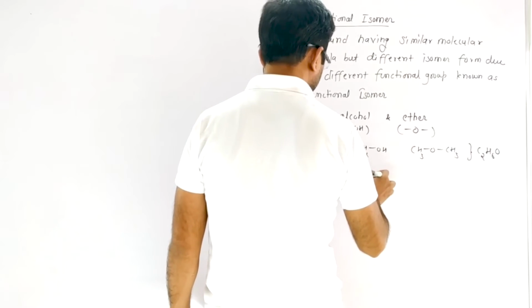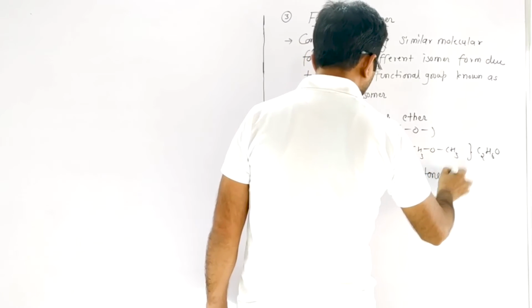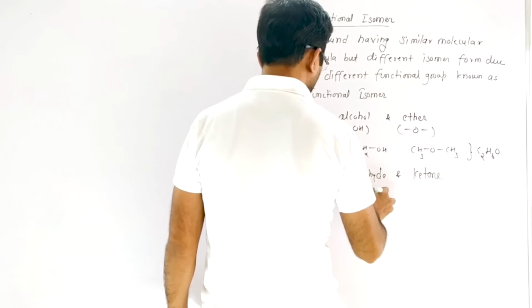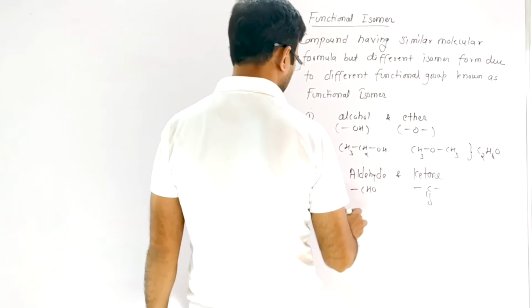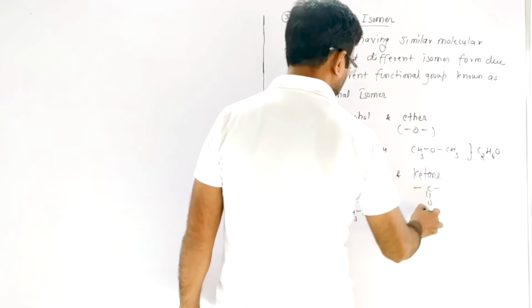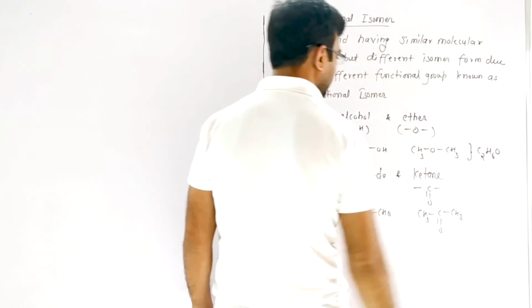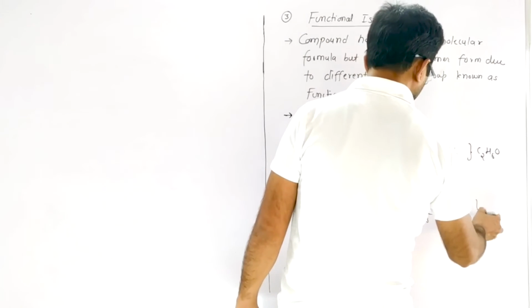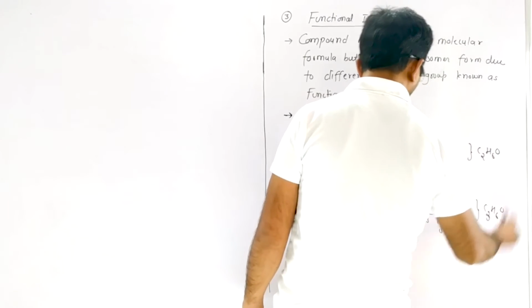Aldehyde is a functional isomer of ketone. Aldehyde has the CHO group, but ketone has the C=O group. We have the formula CH3CH2CHO, while the ketone is the other one, and both have the same molecular formula C3H6O.